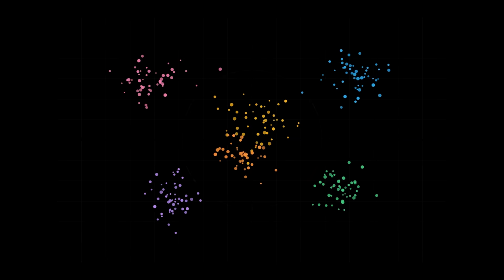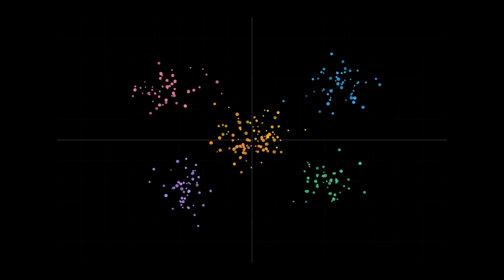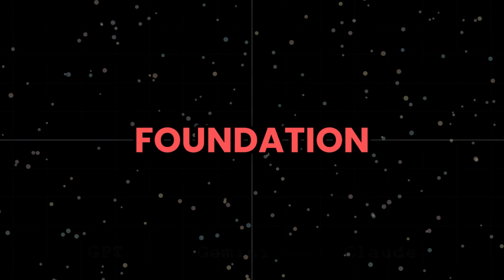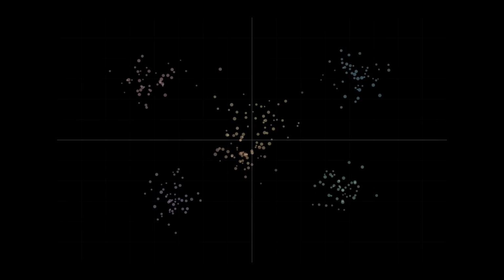But if you remove this map, every language model ever built stops working. GPT, Gemini, Claude, Grok. This is the foundation everything runs on, and almost nobody gives it enough credit.